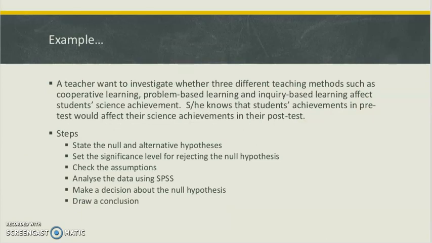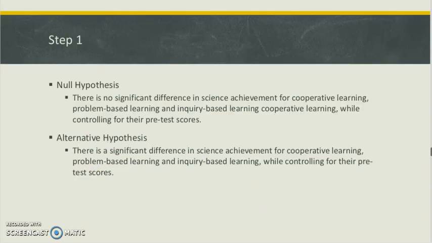This is another example. A teacher wants to investigate whether 3 different teaching methods, cooperative learning, problem-based learning, and inquiry-based learning, differ. So you may test it on different groups, and you want to look at student achievement in science. These are the steps: state the null and alternative hypotheses, set the significance level, check assumptions, analyze the data using SPSS, make a decision, and draw a conclusion.